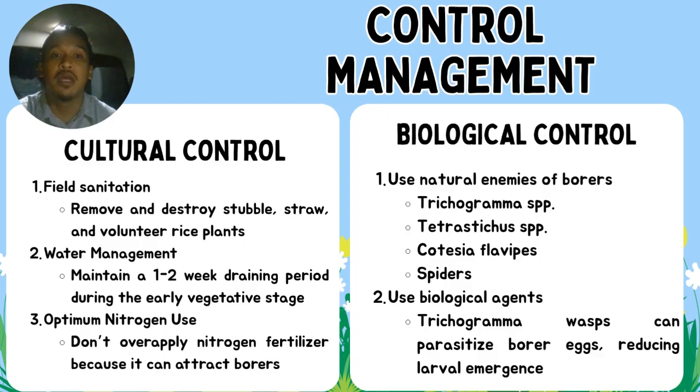The second is biological control. Use natural enemies of borer like Trichogramma, Tetrastichus, Cotesia flavipes, and spiders. Or the second way is to use a biological agent. Trichogramma wasps can parasitize borer eggs, reducing the larval emergence.